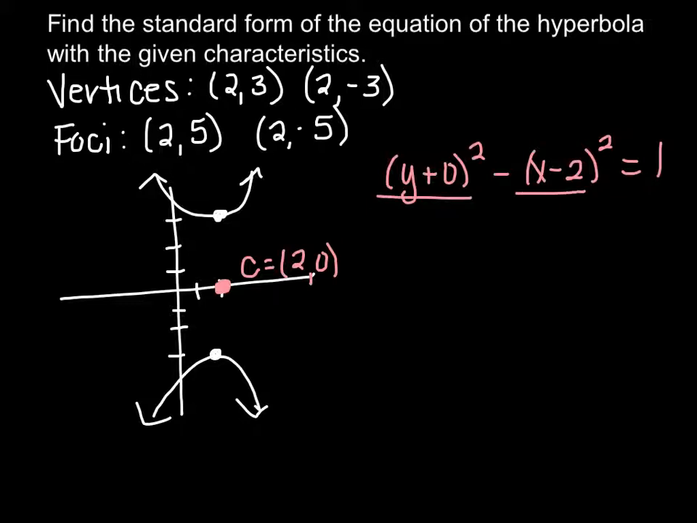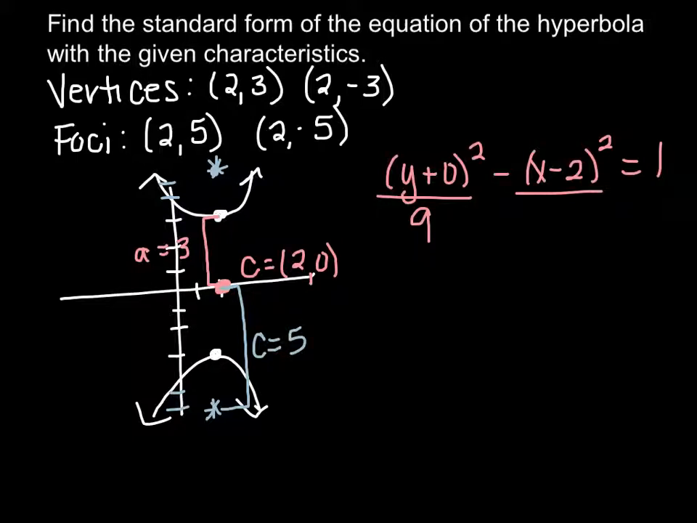Now my goal is to figure out what goes underneath these two pieces. Well, I have a distance. This distance from here to here is the a distance. And in this case, a equals 3. So 3 squared is 9. I also have the point (2, 5), which is right here, and (2, -5), which is right here, and that's my focus. The distance from the center to here is c, and c equals 5.